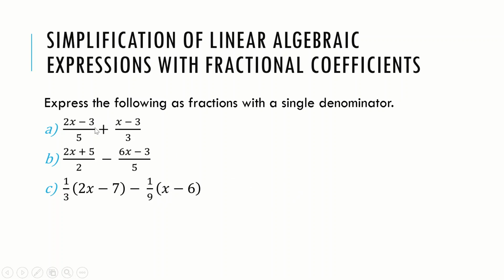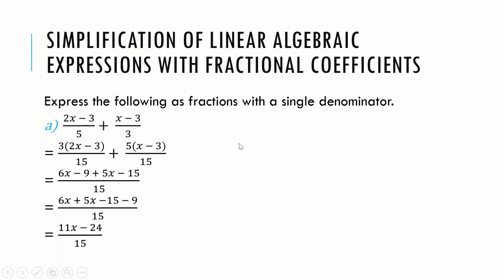So for this case, just like fractions, you have to make the denominator the same. Then you can combine the two fractional algebraic expressions together. So just imagine these are fractions. Like what you learned in primary school, when you add or subtract fractions, you have to make the denominator the same. So just do one at a time. So for part A, we make the denominator the same. You multiply by 3 for this fractional algebraic expression, this one multiply by 5, so it'll be out of 15. And then you simplify the numerator, and you will get 11x minus 24 out of 15. Right?